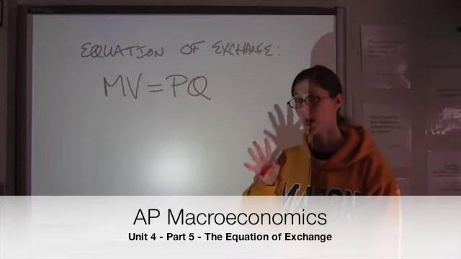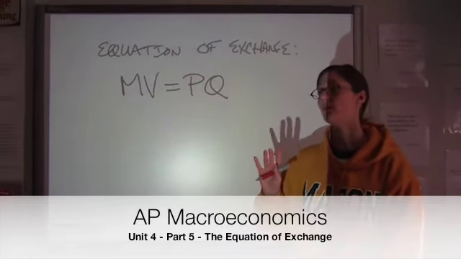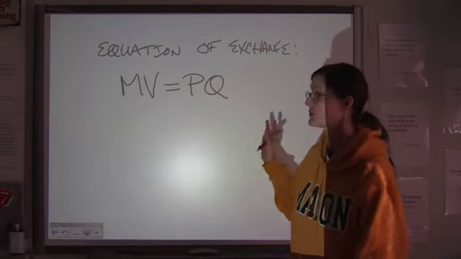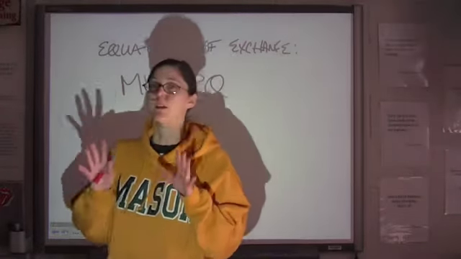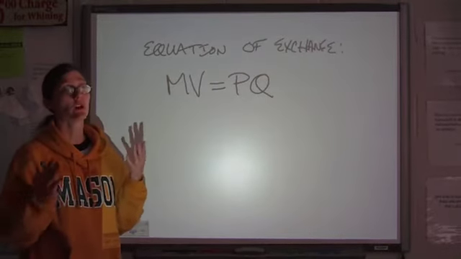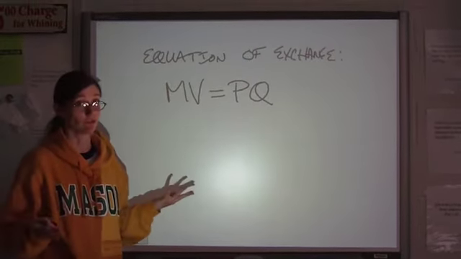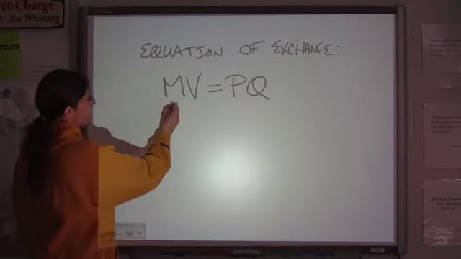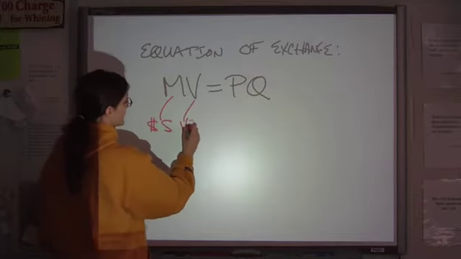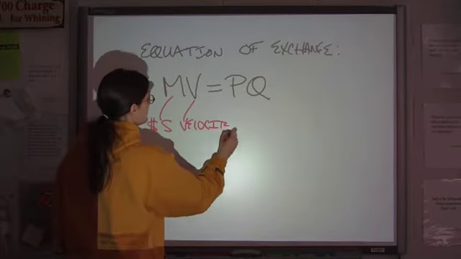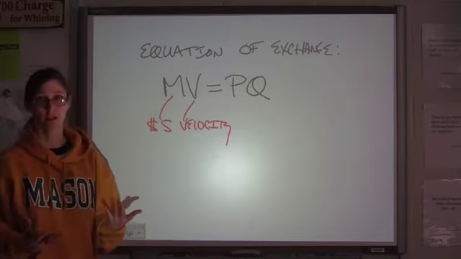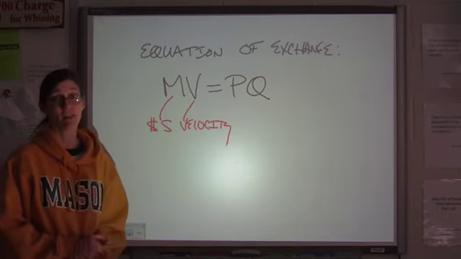When you're talking about monetary policy, one of the equations that you're going to see is the equation of exchange, MV equals PQ. This one actually is easiest to understand if you think of it in terms of the two different calculations that we did for GDP. On the left side, M is money supply, V is velocity.